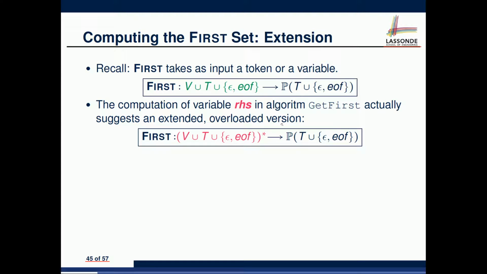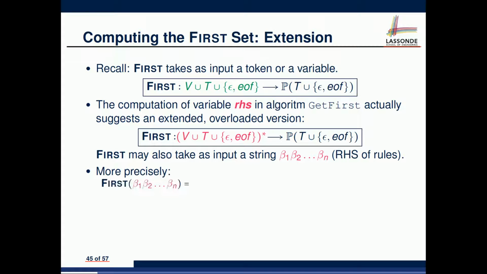We're saying that it can be either a variable, a terminal, or some epsilon or whatever, EOF, end of file. But it can be a sequence of them, basically the right-hand side of a production rule. For example, of course, first may also take beta 1, beta 2, all the way to beta n. And the way you calculate this extended version is just how you calculate the right-hand side, as I just explained.